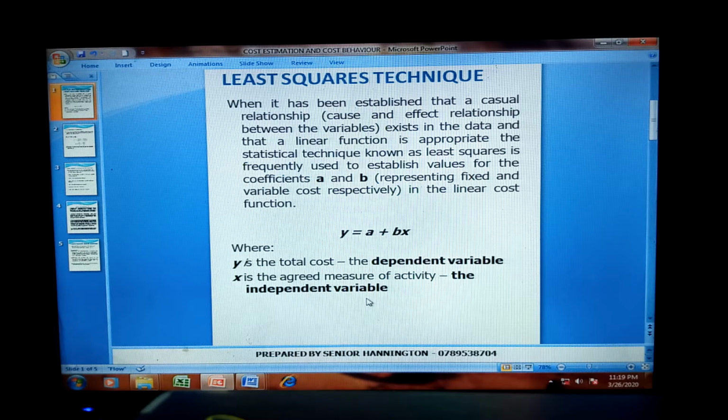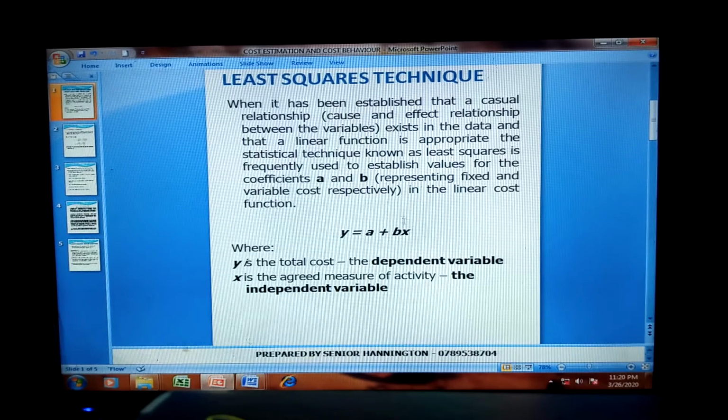Now in this part, of course, I'll go through the least squares technique. Then I'll try to also go through some worked examples about each of the methods. So pay attention to what I'll go through. Then I'll also refer you to the revision kit to try out some past paper questions. Okay, let us try to go through the least squares technique.